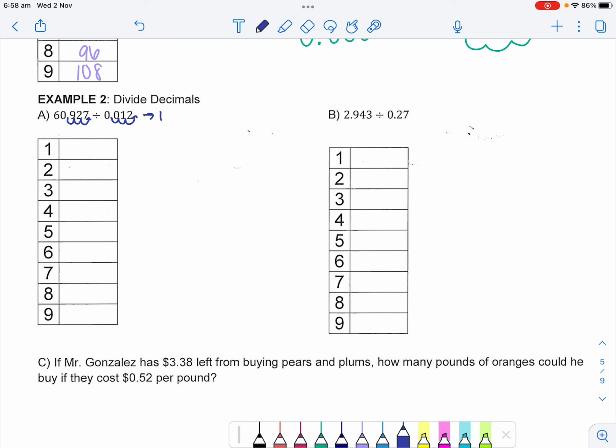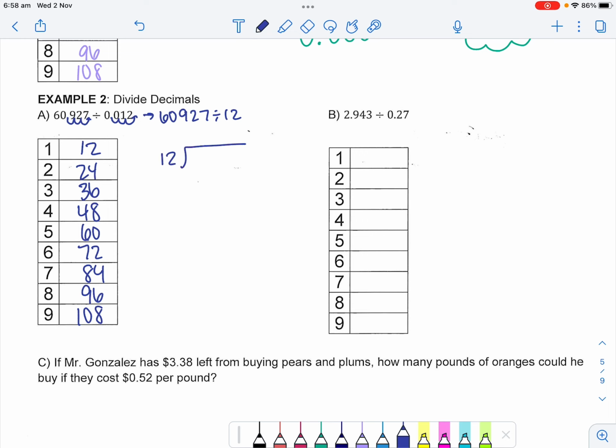So this becomes 60,927 divided by 12, which is dividing multi-digit whole numbers. So if I can do long division with multi-digit whole numbers for this problem, I can do this long division. So 12, 24, 36, 48, 60, 72, 84, 96, 108. And I'm just copying those directly from the multiplication chart or doing it from memory, however you choose.